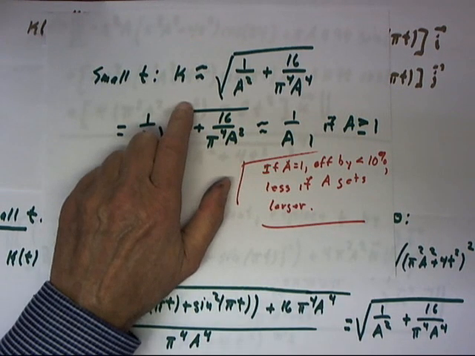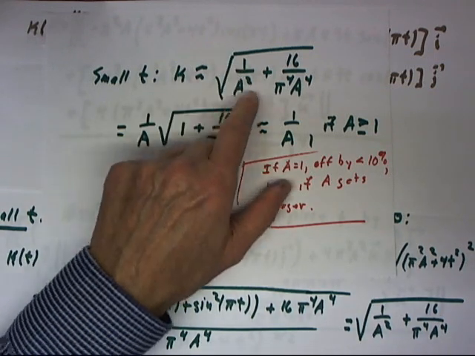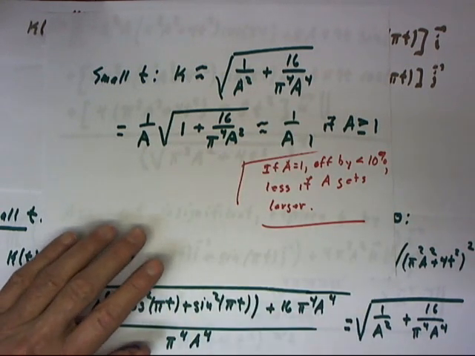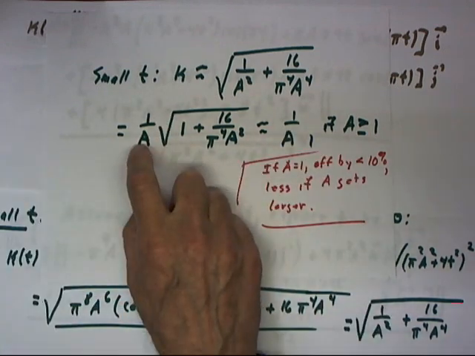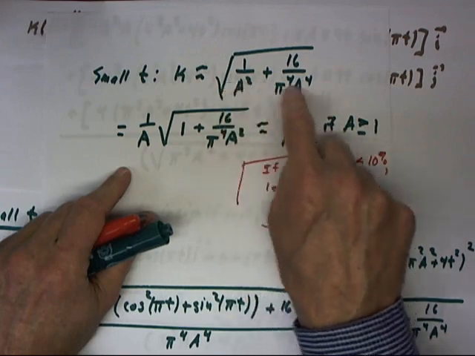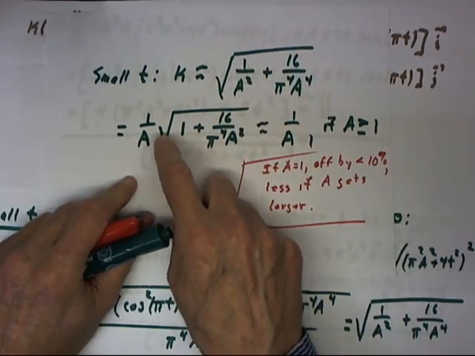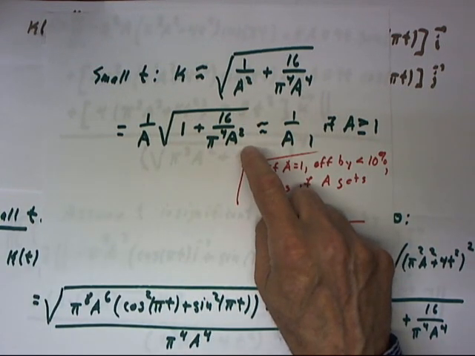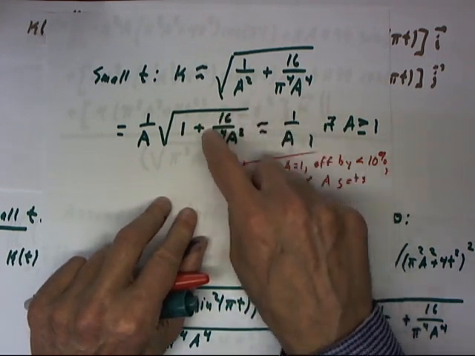Okay, for small t, we found that the curvature is about the square root of 1 over a squared plus 16 over pi to the fourth a to the fourth. And that's a result that we had right here. And I'm just going to factor out 1 over a, which is equivalent to factoring 1 over a squared out of the expression under the square root. So I get 1 over a times the square root of 1 plus 16 over pi to the fourth a squared. Now, if a is very small, this term could get big.